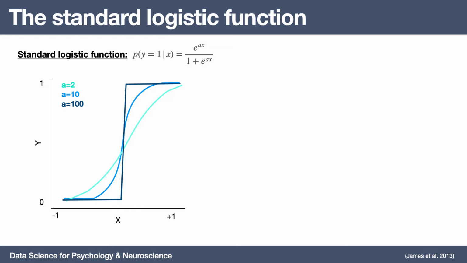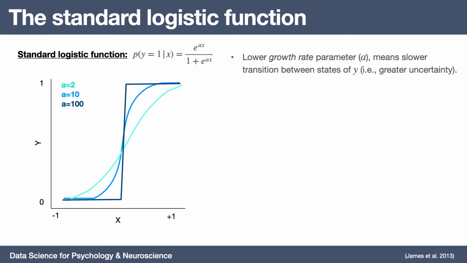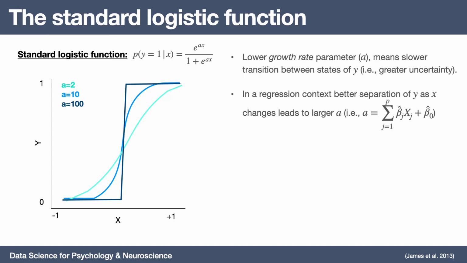If you think about this as a probability distribution, so y now just reflects the probability of y being in a state. As I go from left to right on the x-axis, I'm just slowly increasing the probability of y being 1, but it doesn't quickly shift. It's imprecise. So the variance here is related to this growth rate parameter. So lower growth rate parameters means slower transition between states of y. In a regression context, better separation of y as x changes leads to larger a.